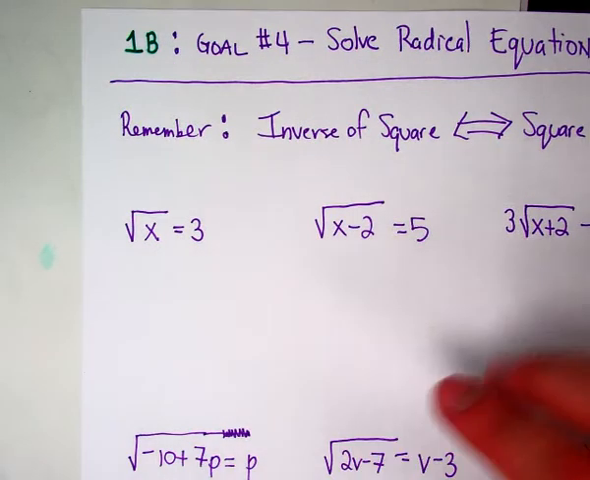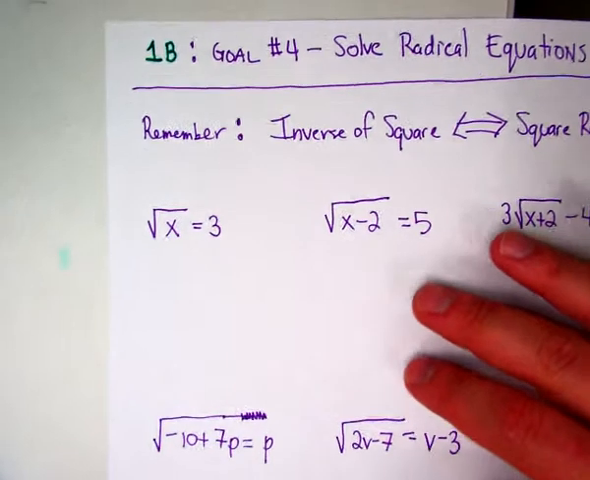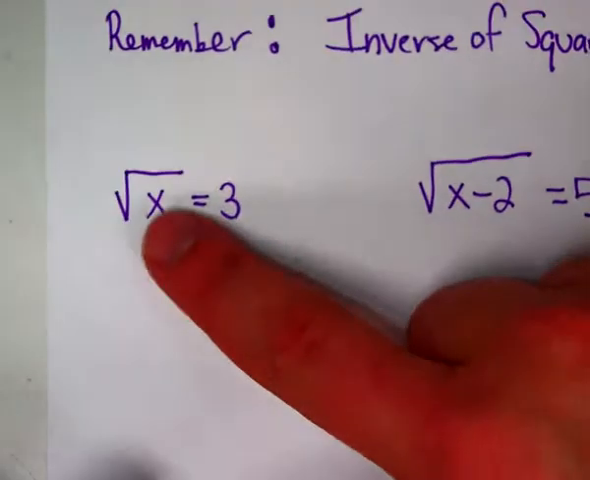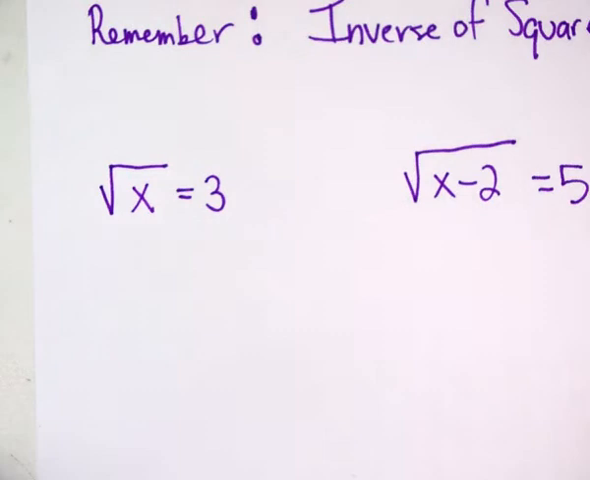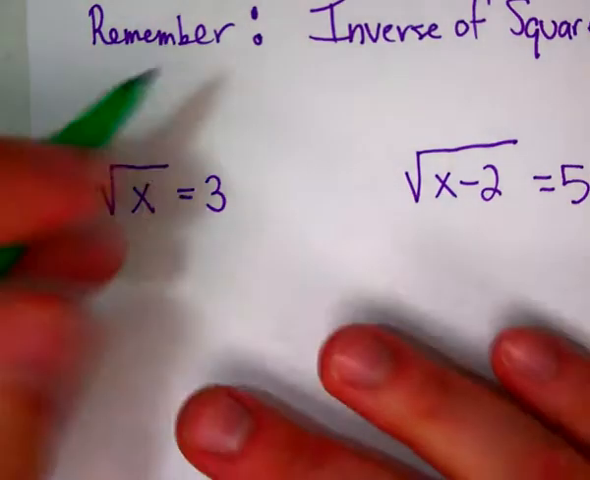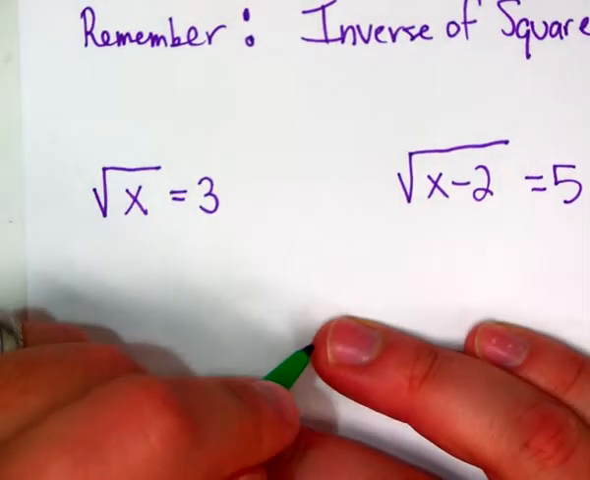Square root of x equals 3. What this is saying is ultimately, square root of what number is equal to 3? You could probably do that one mentally and know that the answer is going to be 9. How do we do that?